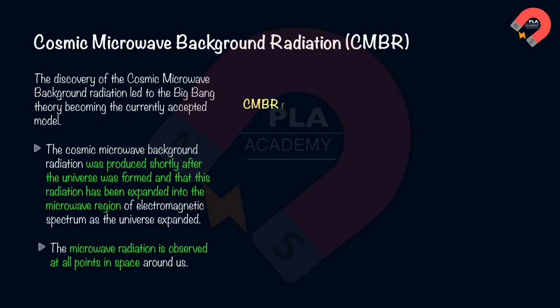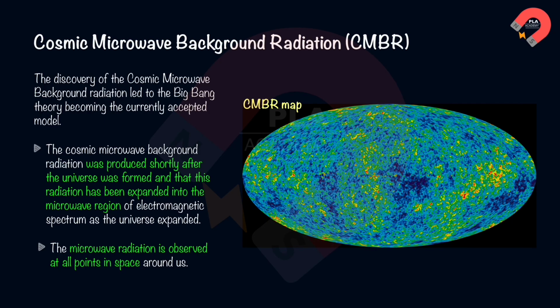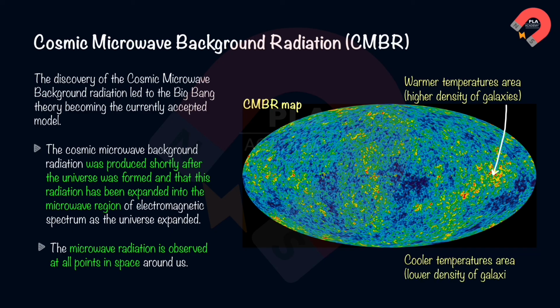The cosmic microwave background radiation is represented by the following map. The cosmic microwave background radiation map with areas of higher and lower temperature. Blue area represents the lower temperature. Orange-red area represents the higher temperature. Places with higher temperature have a higher concentration of galaxies, suns and planets. Places with cooler temperatures have a lower density of galaxies and stars.